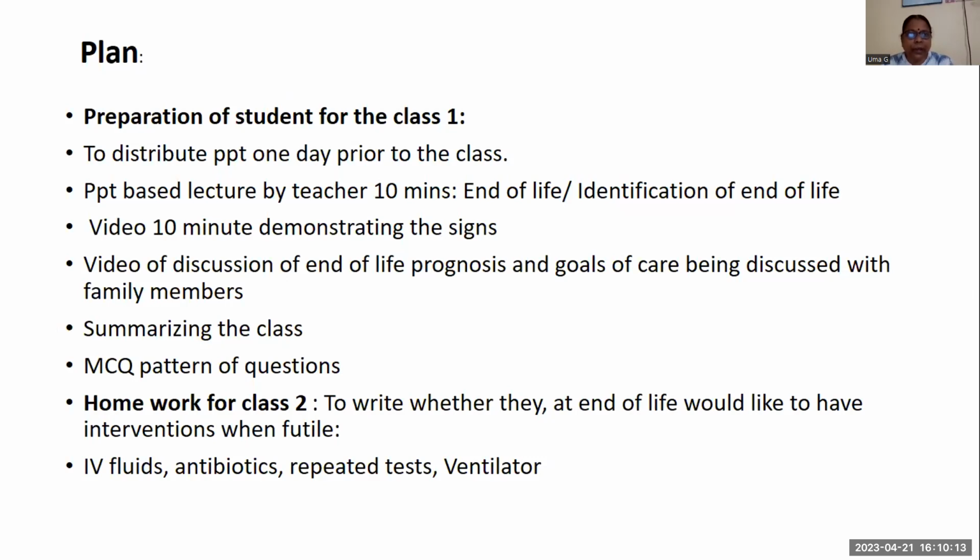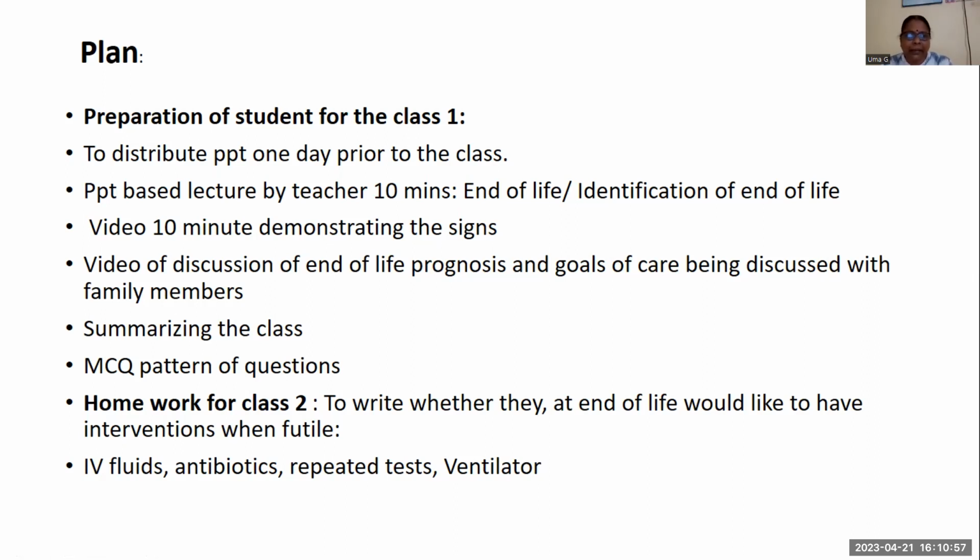For the preparation of students for class one, because this topic, whatever said and done, cannot be covered in 2 hours, we plan to distribute the PPT or reading material 1 or 2 days prior to the class. So they know what to expect, and they can prepare themselves and come. First will be a PPT-based lecture by the teacher for 10 minutes, telling them about end of life, how to identify it, and how to give end of life care. Next will be a 10-minute video demonstrating the signs. Then we'd like to have 2 videos, 5 minutes each, of discussion of end of life prognosis and goals. That also we have to show them.